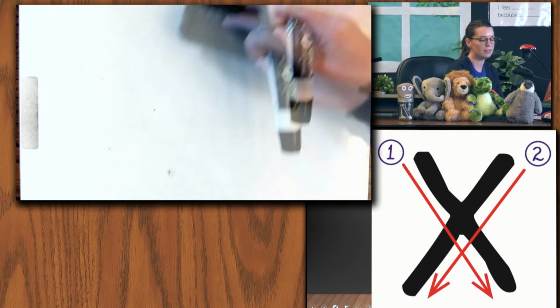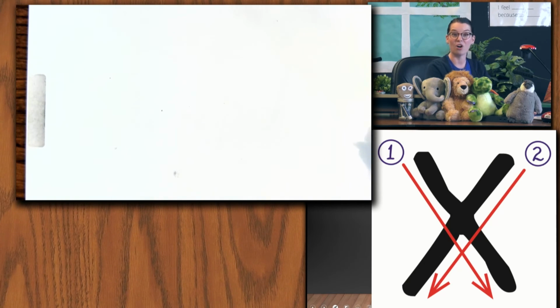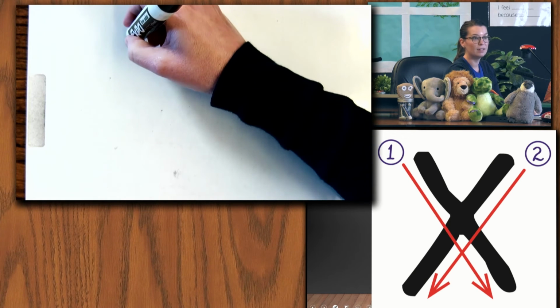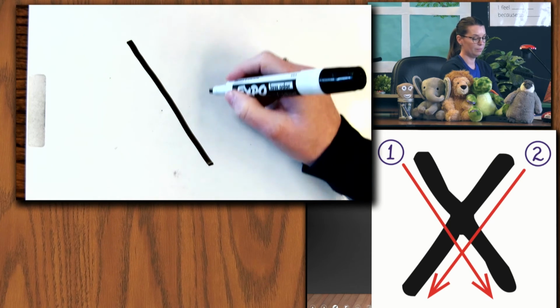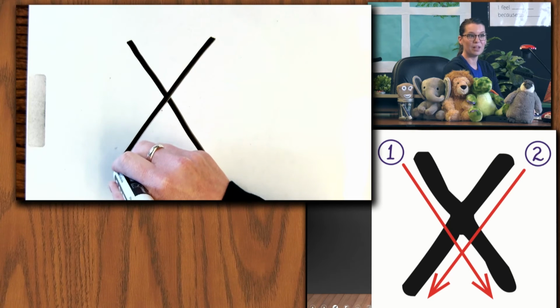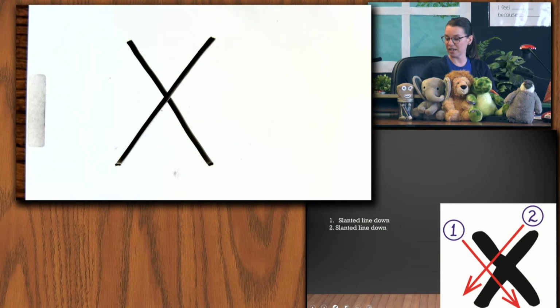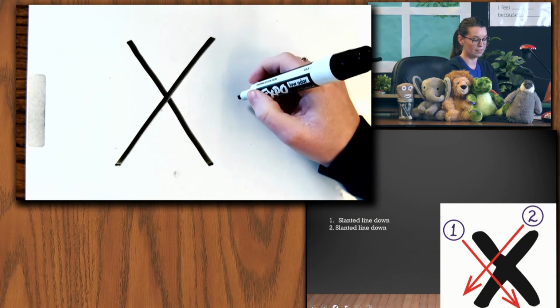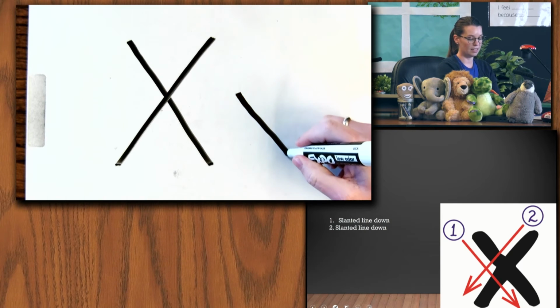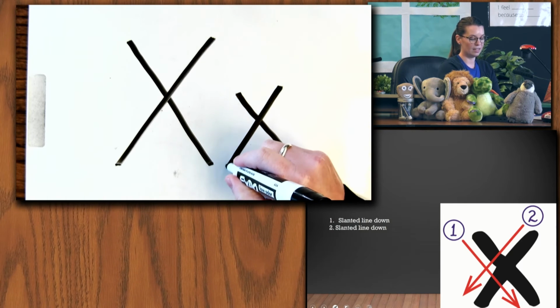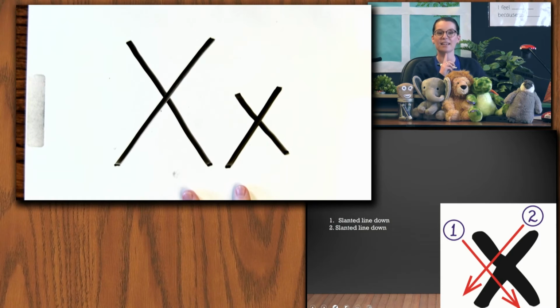So capital X is a letter that is tall. So pens up, slanted line down, slanted line down. And a lowercase x is a letter that is small. So pens out, slanted line down, slanted line down. X says X.